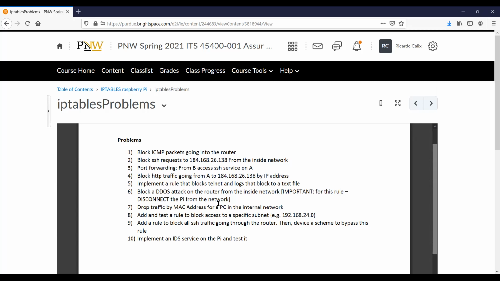Number 6, this one I haven't addressed. You're going to have to run a DDoS attack. You already know how to do that because you have NetWalks or your Scapy code, right? So run a DDoS attack on the device. And so it's going to be on input, right? Block the device. Remember, you should only do this in your home controlled network. Number 7, drop traffic by MAC address. I think I gave you some ideas about that. You could use input for that one.